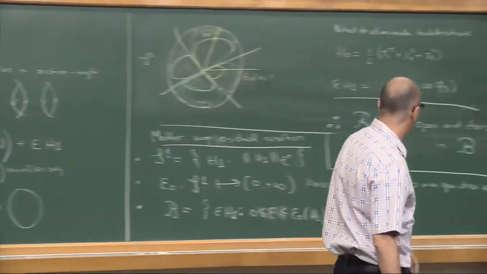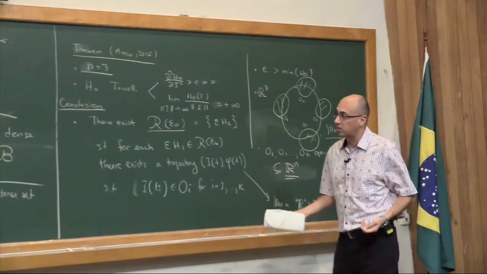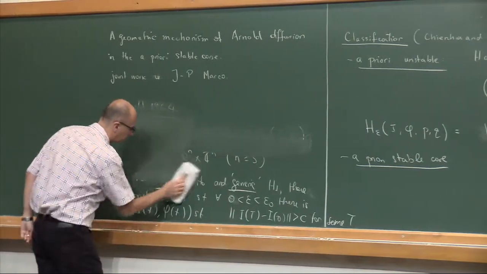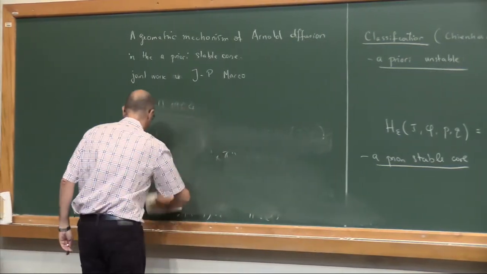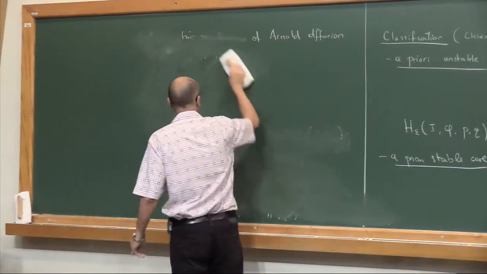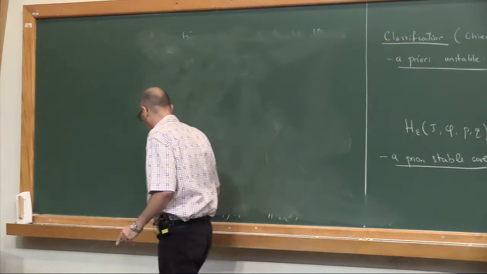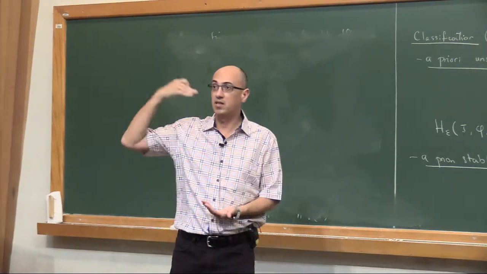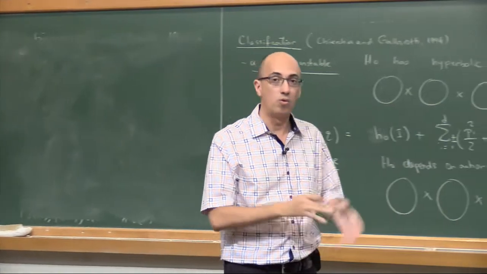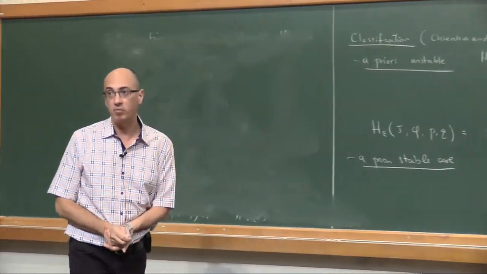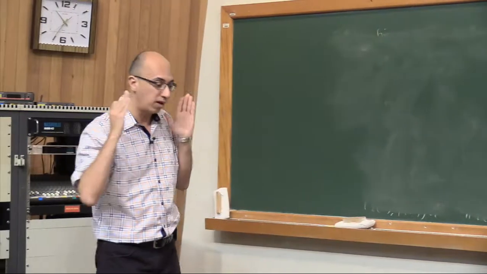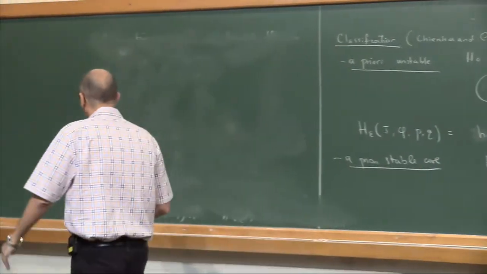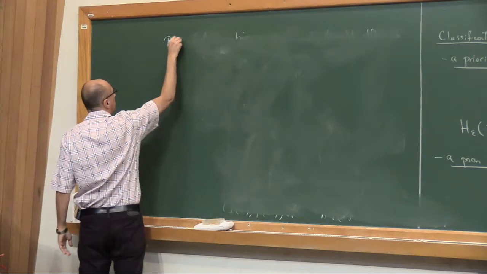Okay, so let me say a few words about the proof. The proof is very long and technical, and it has many steps. Actually, it's Marco who put together the proof for the Arnold diffusion problem. And our joint work refers to a certain particular segment of the proof. So essentially, the proof for diffusion has three steps.